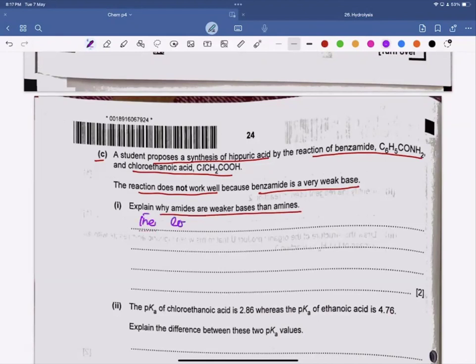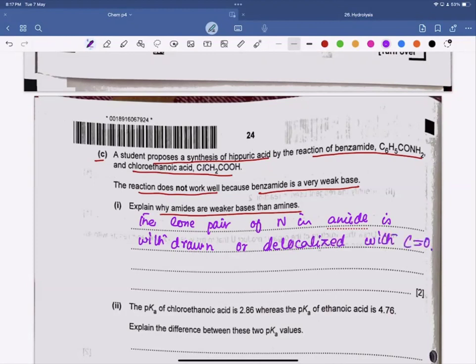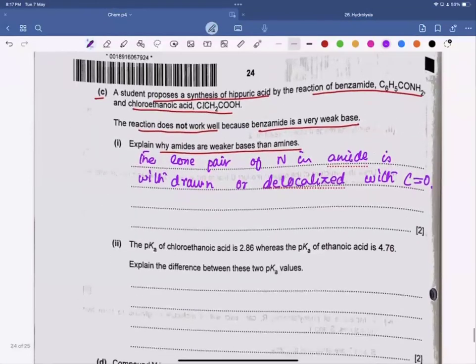If you guys recall, the lone pair of nitrogen in amide is withdrawn or delocalized with C double bond O, and as a result, the lone pair is not as readily available as it is in an amine, right? So that's why they are weaker bases.